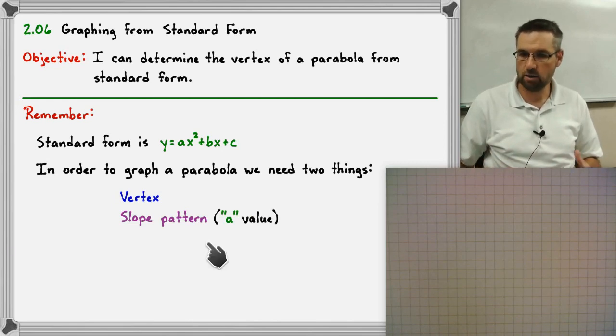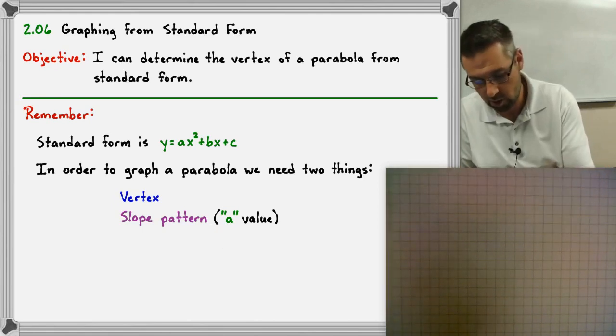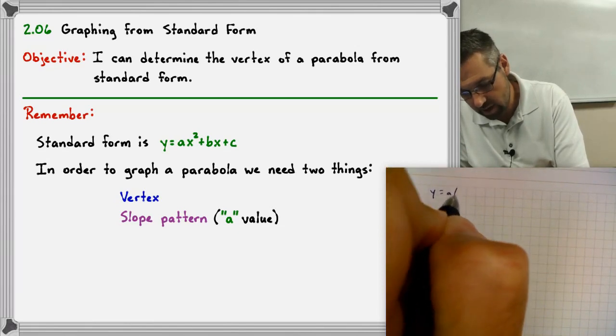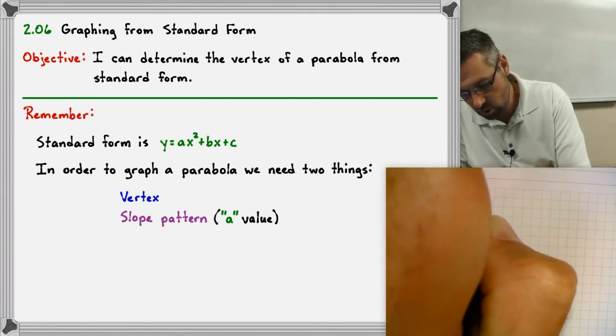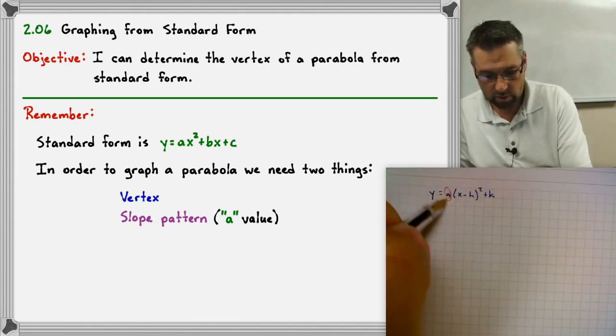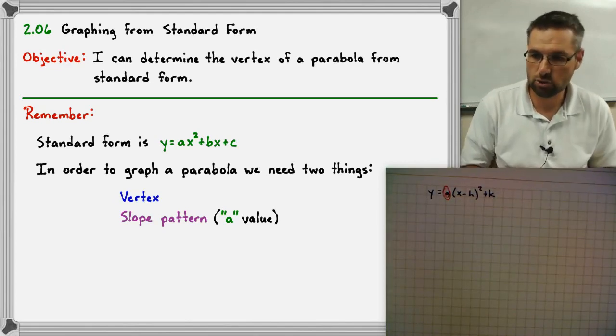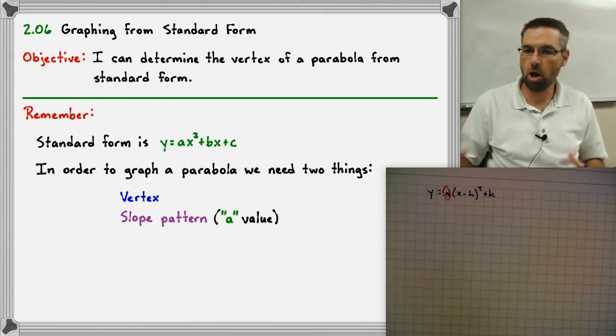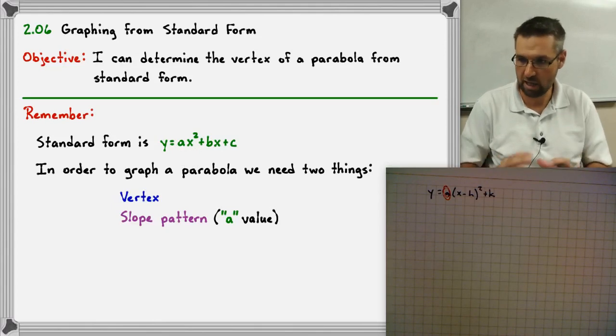Well, the slope pattern is exactly what it would be in vertex form. Remember vertex form, I'll go ahead and write this down here. Vertex form is y equals a times x minus h squared plus k. Well, the a value represents your slope pattern in the same way that the a value in standard form also represents your slope pattern. So there's nothing different about that.